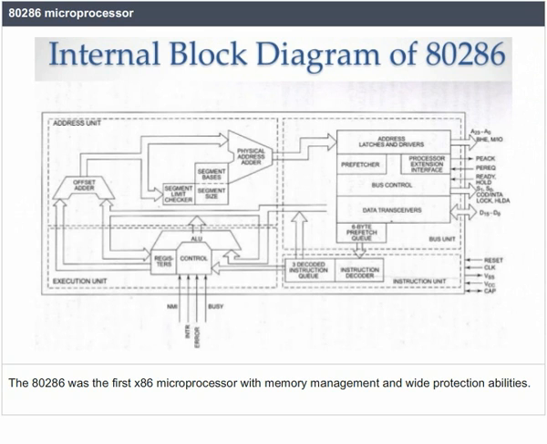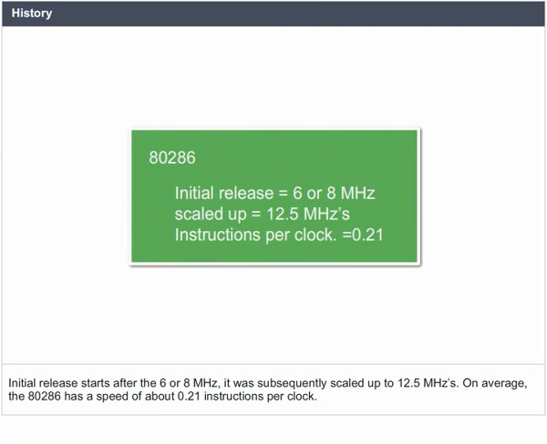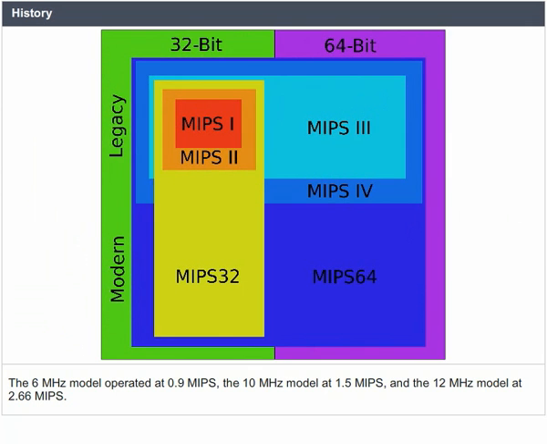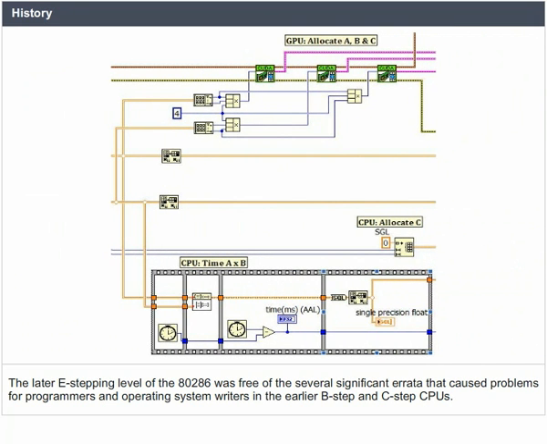History. The initial release started at 6 or 8 MHz. It was subsequently scaled up to 12.5 MHz. On average, the 80286 has a speed of about 0.21 instructions per clock. The 6 MHz model operated at 0.9 MIPS, the 10 MHz model at 1.5 MIPS, and the 12 MHz model at 2.66 MIPS. The later E-stepping level of the 80286 was free of the several significant errata that caused problems for programmers and operating system writers in the earlier B-step and C-step CPUs.